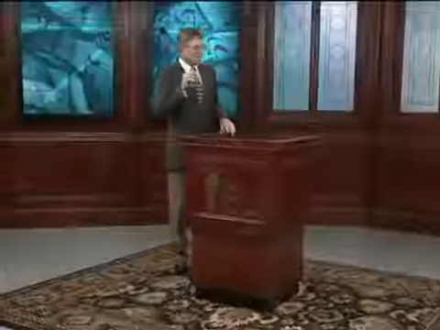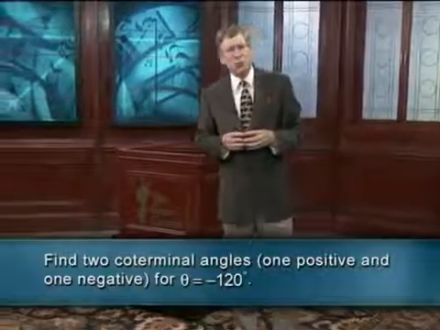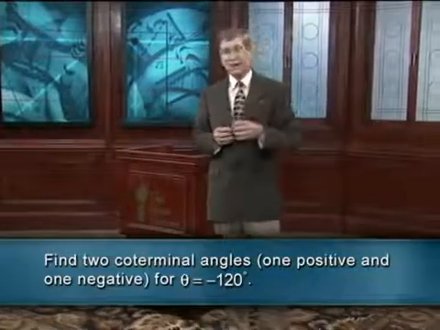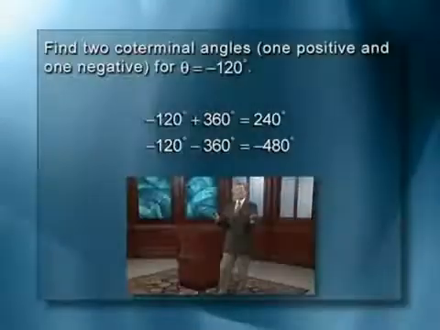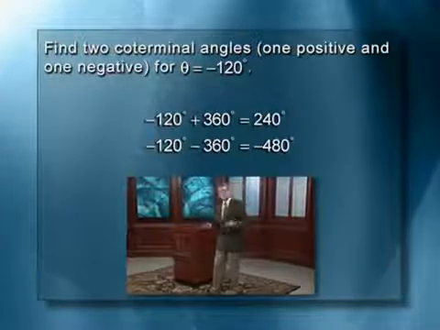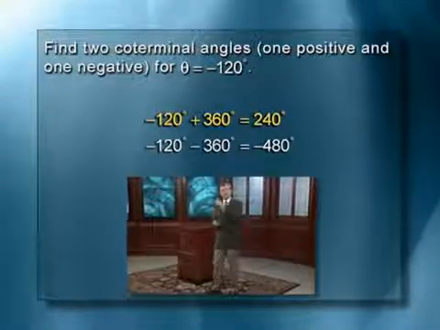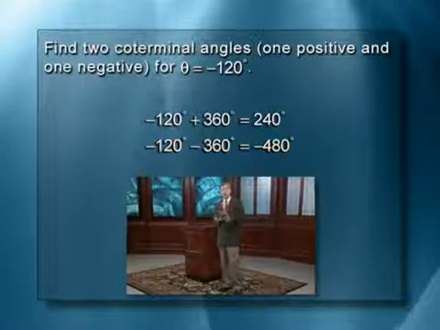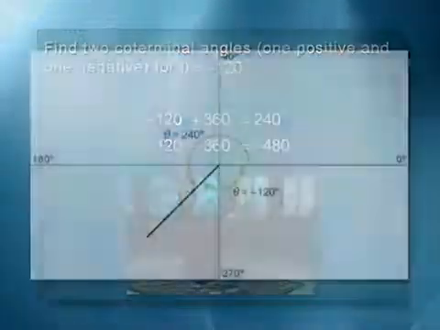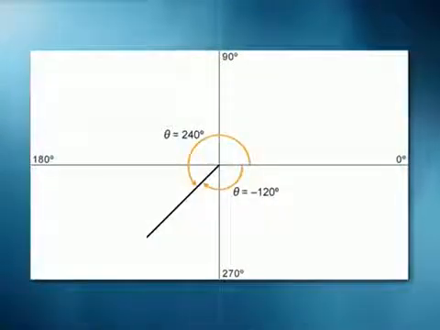All right, let's do some examples. We talked about coterminal angles. Let's try to find 2 coterminal angles, say one positive and one negative, for the angle theta equals minus 120 degrees. And then I'll show you a picture. Well, all you have to do is add 360 or subtract 360. If you add 360, one more trip around the circle, you get 240 degrees. And if you subtract 360, you get minus 480 degrees. Those are coterminal angles with minus 120 degrees. Here's a picture. I've drawn minus 120 degrees, and then I've also drawn the coterminal angle 240 degrees, which is a positive angle. Excellent.